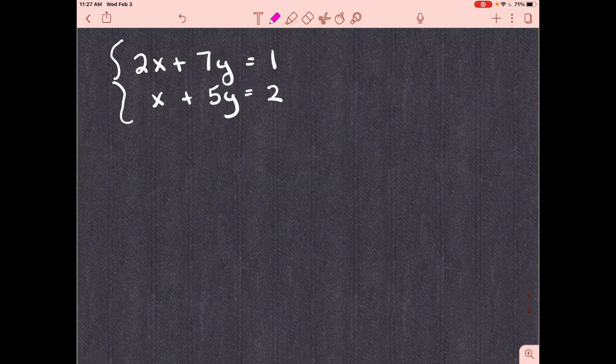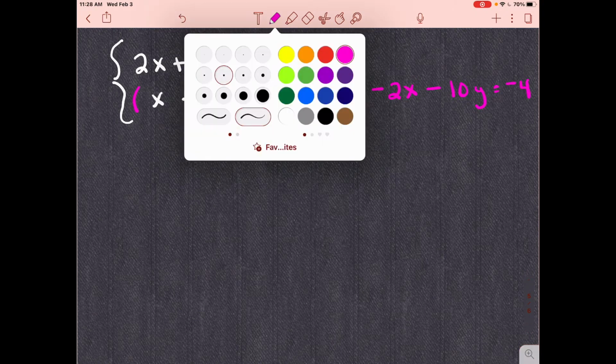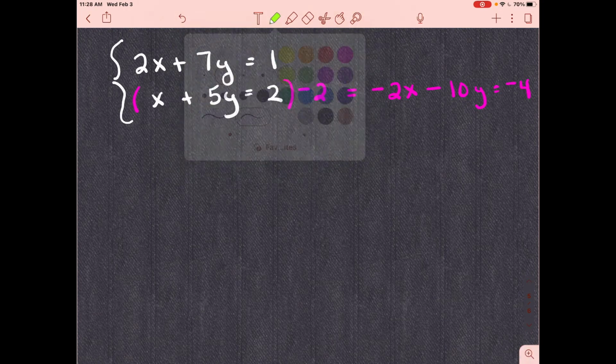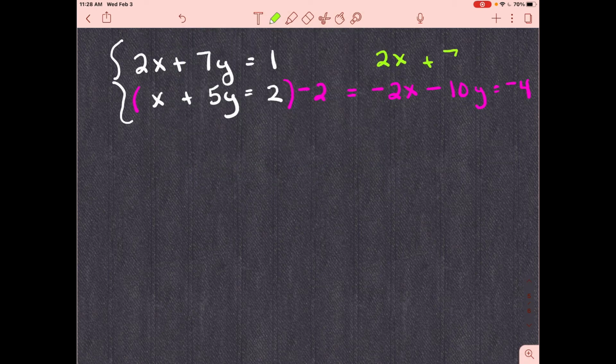I am going to multiply this entire second equation by -2. I'm going to get -2x minus 10y equals -4. I'm going to keep my top one the same. It is 2x plus 7y equals 1. I'm going to add those two together.